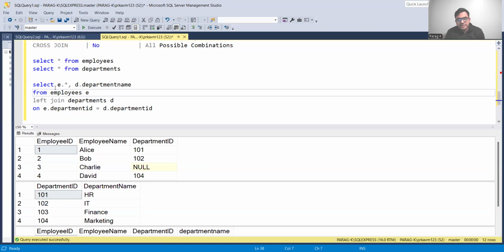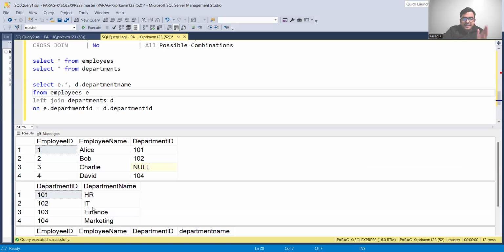So don't think left join is associated with departments as the left table. No, it depends on the table which comes first, which is the employees table. So it's on the left side. That's how it works.